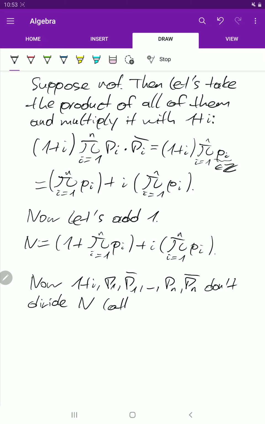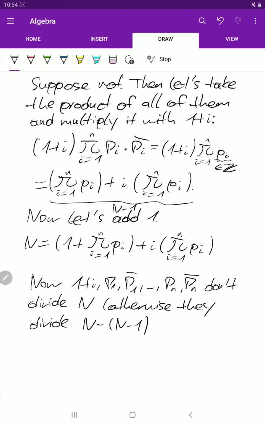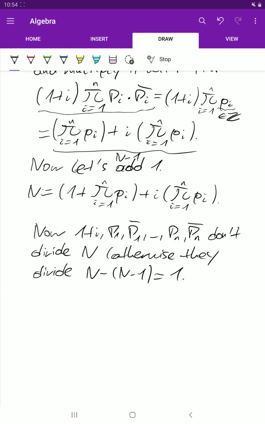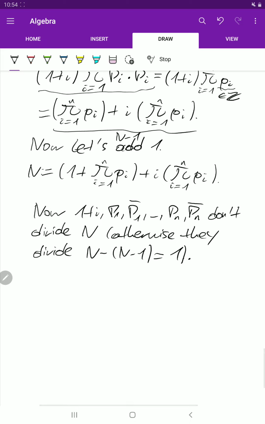If they would, we would have that they divide n minus 1. Why is that? This number here is n minus 1, and they divide all the factors in n minus 1. So they divide n minus 1, certainly, and if they would also divide n, then they would divide 1. And that's not true. So we have that these factors don't divide n.